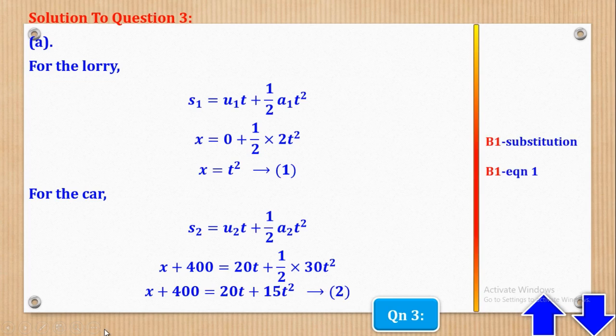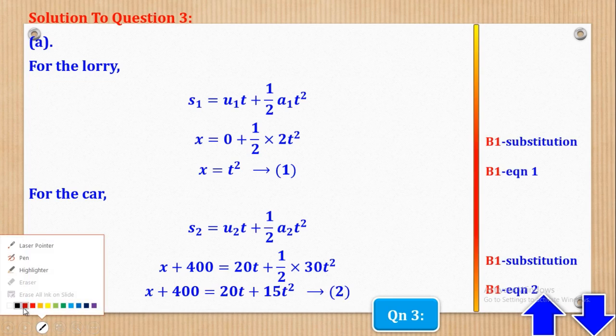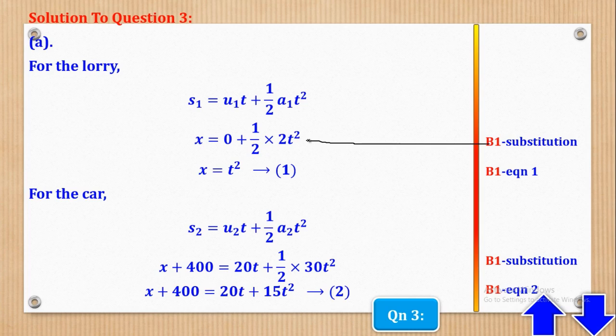So before we go to the next slide, let's see how the marks for this slide could be awarded. B1 will be for substitution in the second equation for the lorry, and another B1 for equation 1. Then here for the curve, B1 will be for substitution in the second equation, and B1 for the output for equation 2.